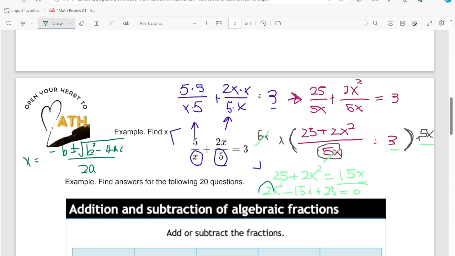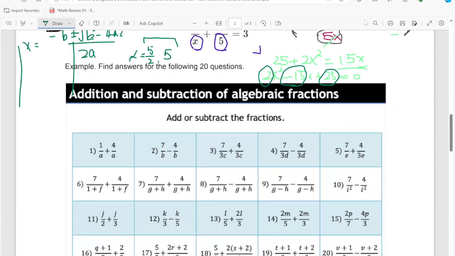What's a? That's a. This is b. That is c. I'll just give you the answer for now. And if you can't do this, let's jump to the quadratic equation after you finish the fractions. So x is going to equal 5 over 2 and 5. Because of that plus and minus, you get 2 answers. So the next ones are the real fraction problems now.